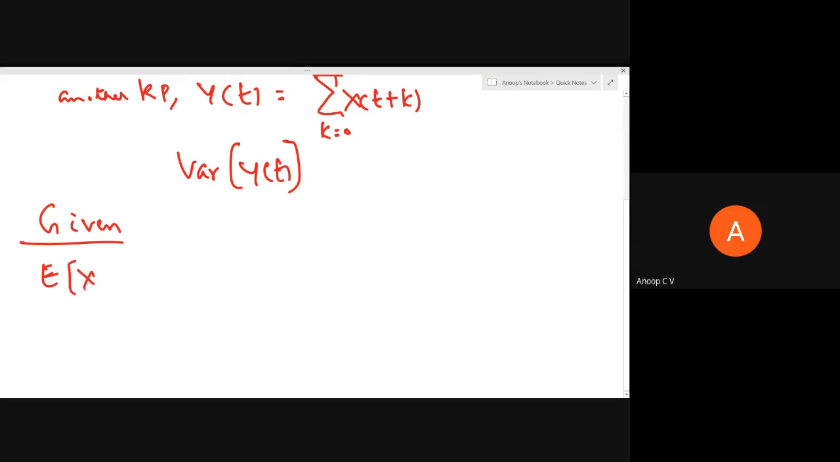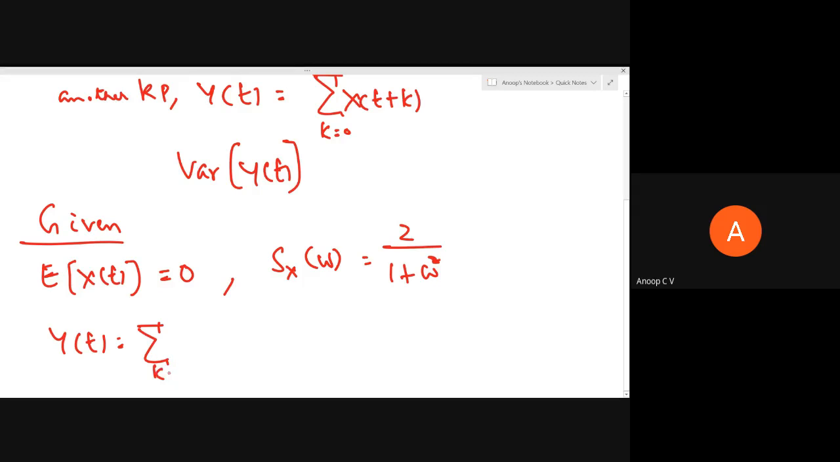E of x of t is equal to 0, right? And what else is given? Capital X of omega is given to be equal to 2 by 1 plus omega square. So luckily it is a standard function, right? So then what else is given? Y of t is the summation over k from 0 to 2 of x of t plus k.